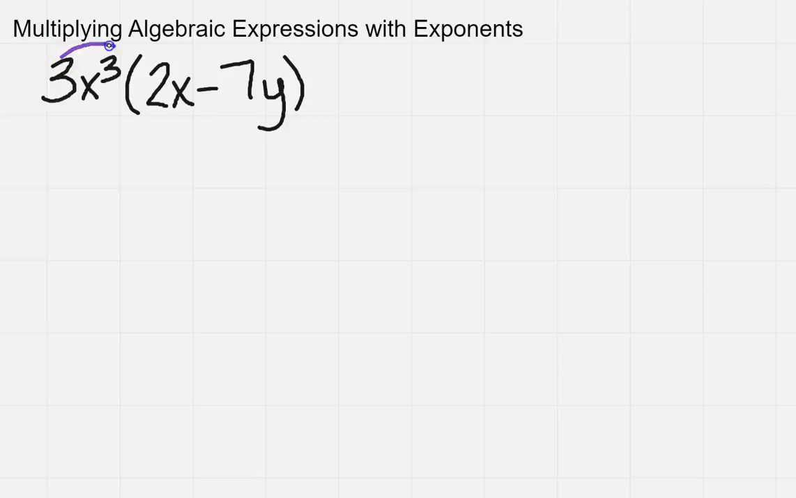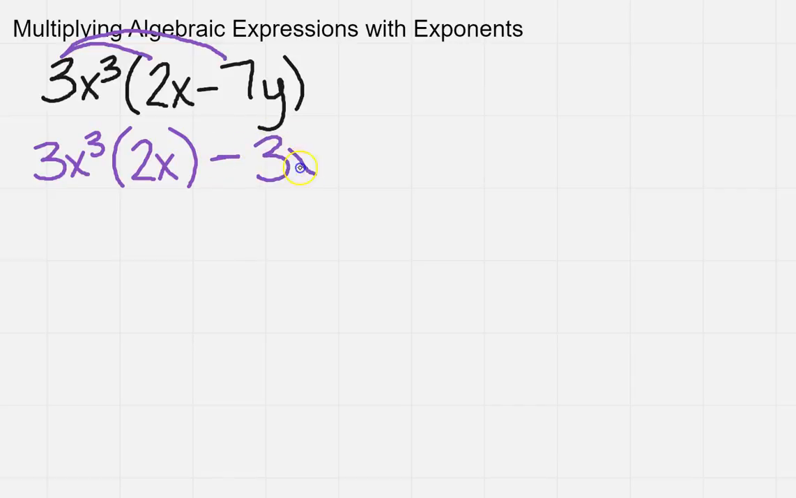So I'm going to have to multiply the first number times the first term, and then I'm going to have to do it again with the second term. So let's go ahead and rewrite that. So that's going to give me 3x cubed times 2x, and then a positive times a negative is a negative, so minus 3x cubed times 7y.